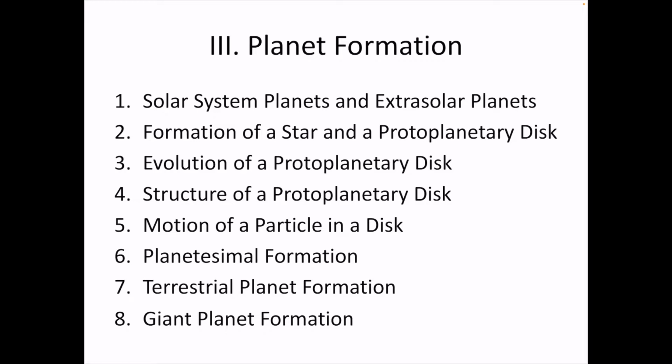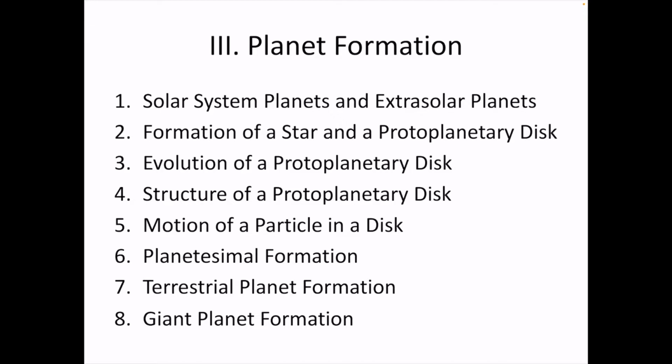We have studied stellar structure and stellar evolution in part 2 of this lecture series. We briefly studied the formation of stars in section 2. During the formation process, a disk composed of gas and a small amount of solid particles is also formed. In sections 3 and 4, we studied the evolution and structure of a protoplanetary disk. A disk continues to evolve and settle into a nearly steady state. In sections 5 and 6, we study the motion of a particle in a disk and planetesimal formation.